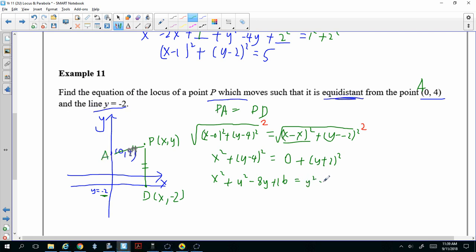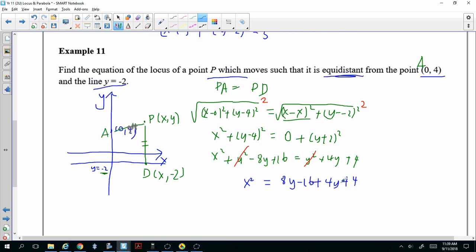Right? And then let's move things across. So you get x squared equals 8y minus 16 plus 4y plus 4, and we're going to collect like terms. So we get x squared equals 12y minus 12. And what type of graph do you get? This is a parabola because I only got x squared in it. And I could show you the sketch. The sketch will look something like this. We're going to study this in more detail later on. So you get a concave parabola. That's the locus of this.